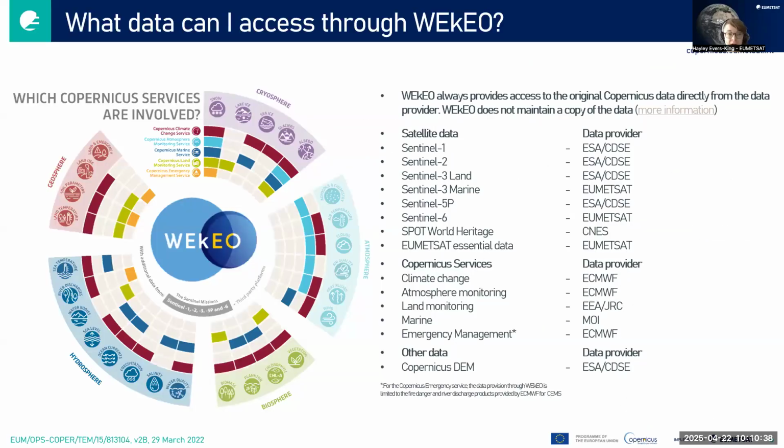So one question you might ask is, what data can I access through WEkEO? WEkEO provides, as I said, access to the original Copernicus data directly from the providers. It doesn't maintain a copy, and it covers the whole suite of data. So directly from the satellites, from the European Space Agency, and from EUMETSAT, but also from the different services under Copernicus. And you can see here all the services represented, as well as all the different satellites, and then some additional satellite data that's available from partners and from those of us involved, such as us at EUMETSAT.